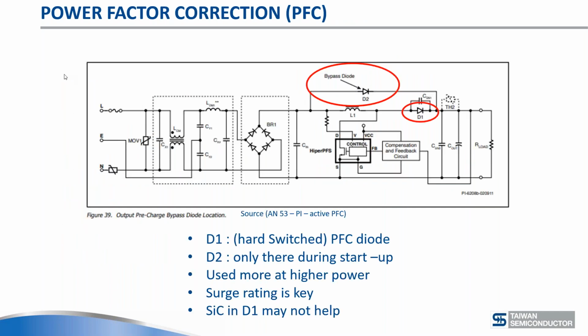Let's look at power factor correction, or PFC. That's where a lot of 600 volt diodes are used. What you see here is a circuit. Let's go from the left to the right. The picture is taken from Application Note 53, which is one of the most famous application notes about active PFC from Power Integrations.